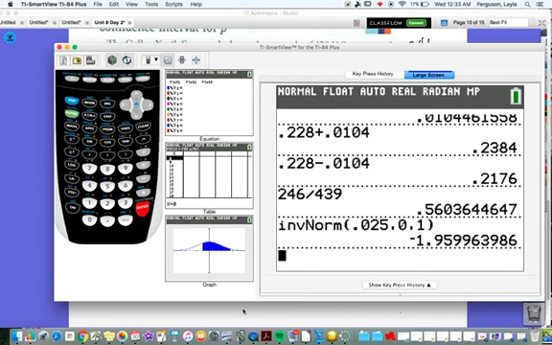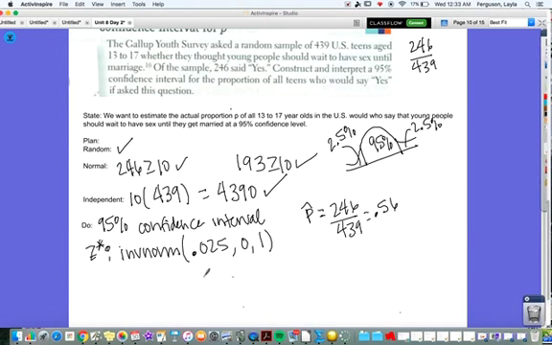And I would get negative 1.9599. So let's say negative 1.96. We are going to look at the positive of that. So our Z star would be 1.96. All right, we're not done yet.